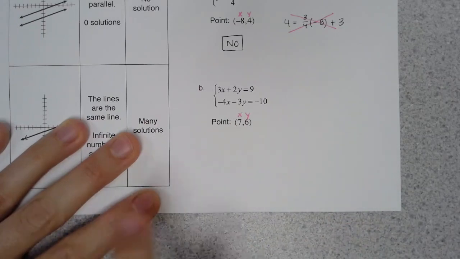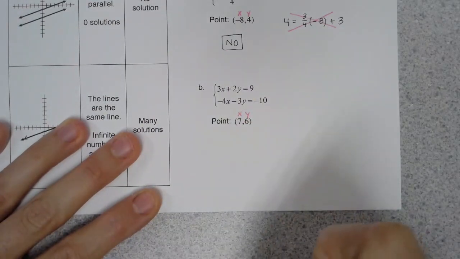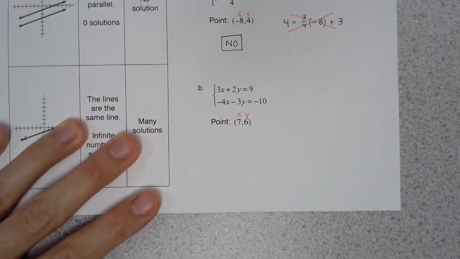So I'll do the same thing in this one. I'm going to put my x in for my x, my y in for my y, and see if the first equation works. And then I'll do the same thing with the second one, substituting the x and the y into the equation to see if it's a point on that line as well.